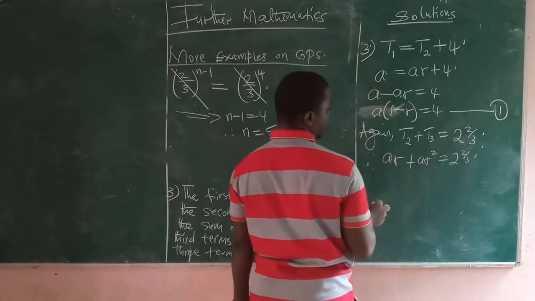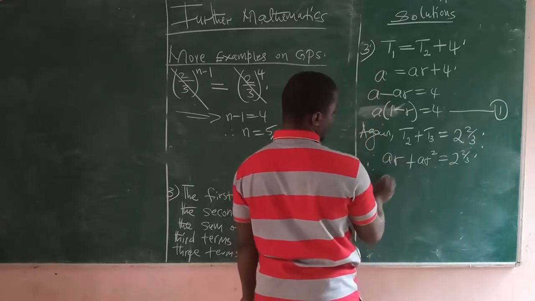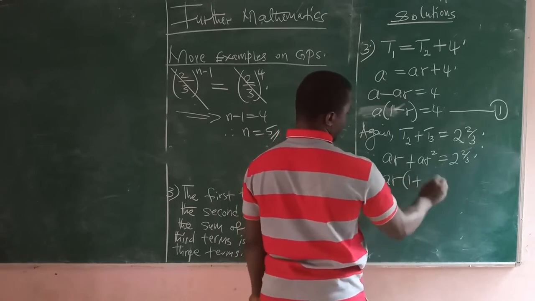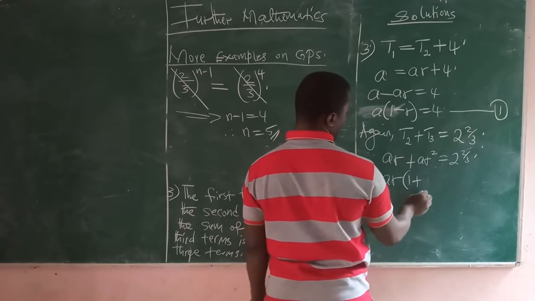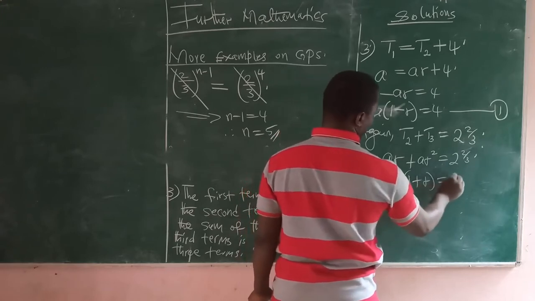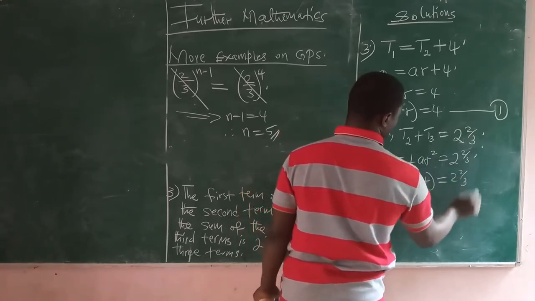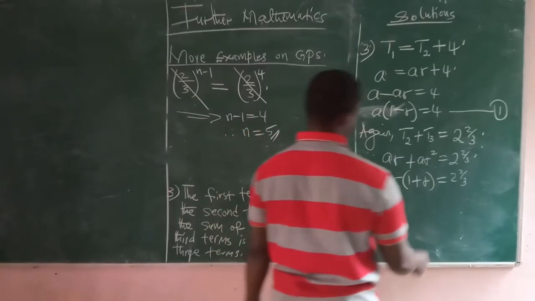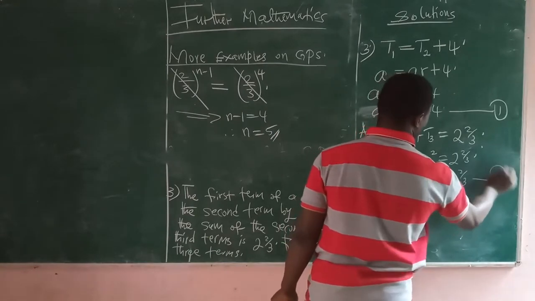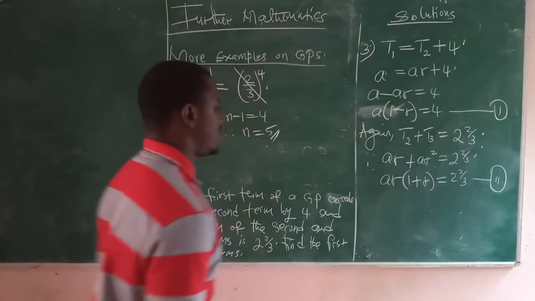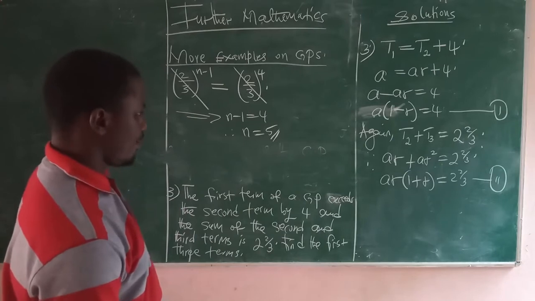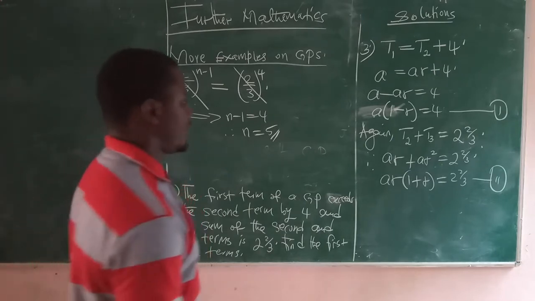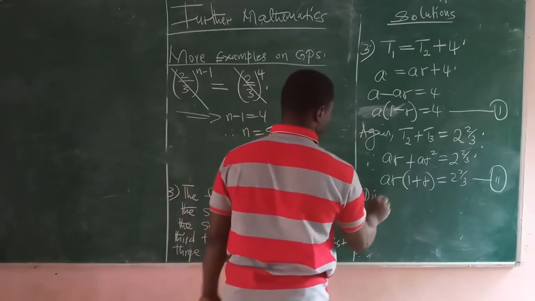And so I can factor AR here, AR bracket 1 plus R is equal to 2 over 3. That's what we are having. So I can call this equation 2. So what do we do here? We can divide 1 by 2 or 2 by 1. So divide 1 by 2.